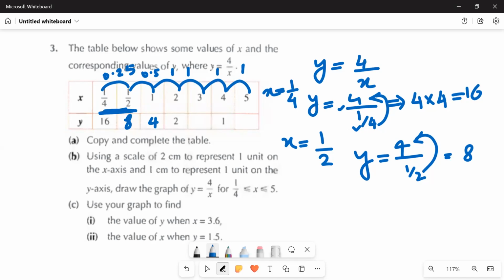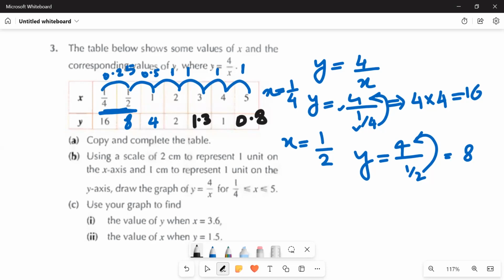Okay, our difference is 1. So values are 4, 2, next is 1.3, and for 4 it is 1, and 5 is 0.8. Got it?